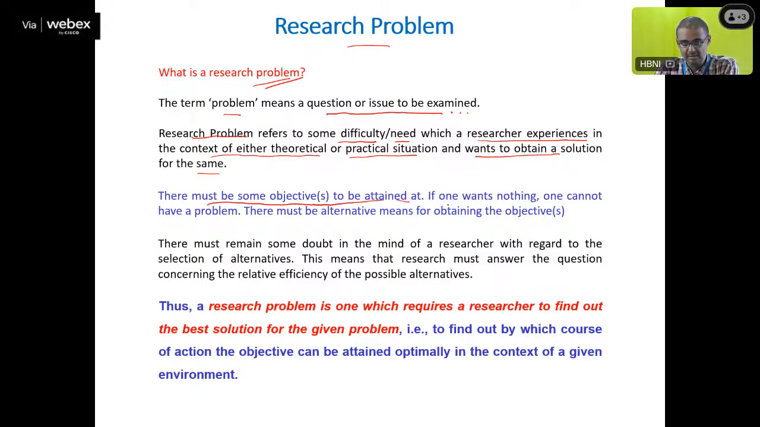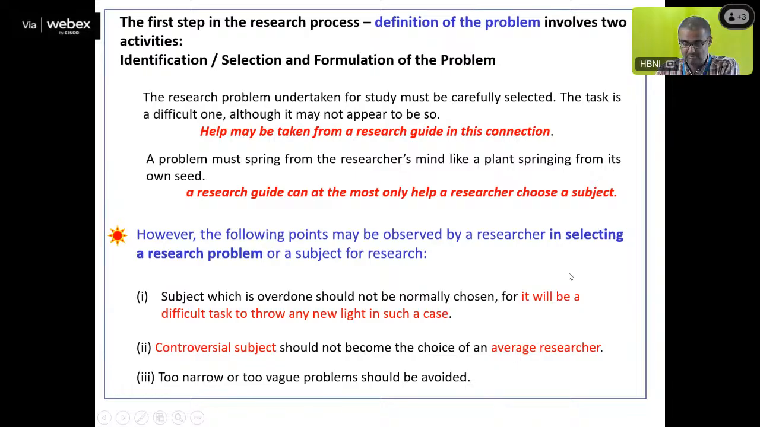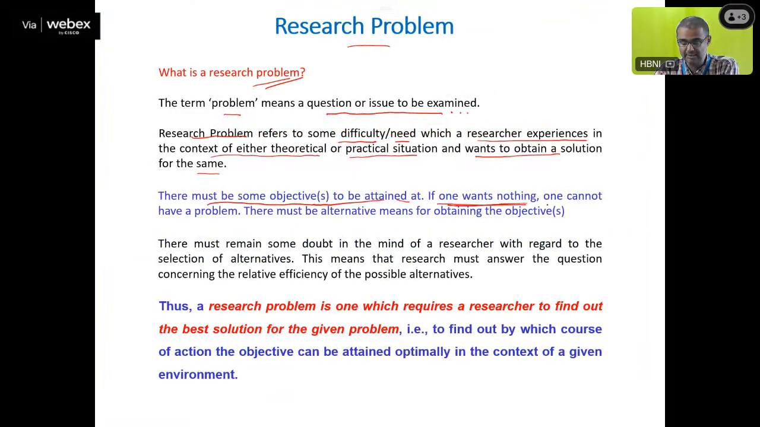If one wants nothing, one cannot have a problem. So first, you have to want some problem. If you do not have a problem, you cannot solve it, which means you cannot do the research. So some objective has to be attained.